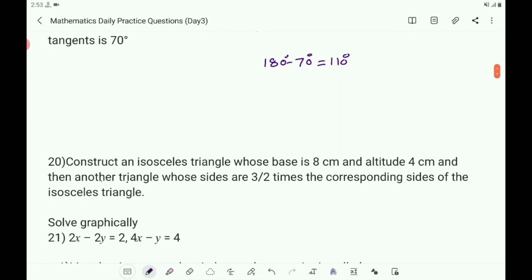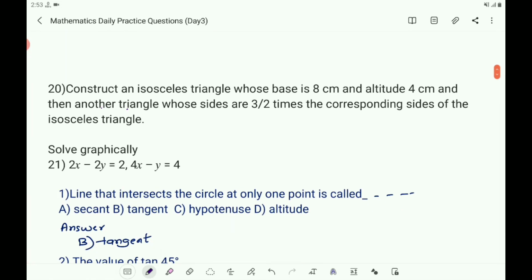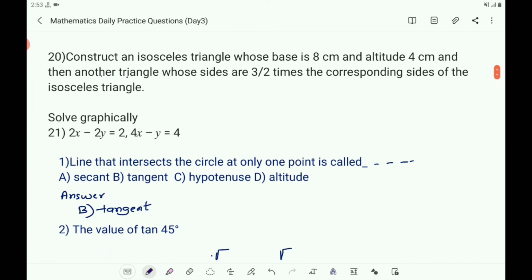Next, let us take question number 20. Construct an isosceles triangle whose base is 8 cm and altitude 4 cm, and then another triangle whose sides are 3/2 times the corresponding sides of the isosceles triangle. Children, this construction is also done in the construction chapter videos. So you go through that video and learn the construction.